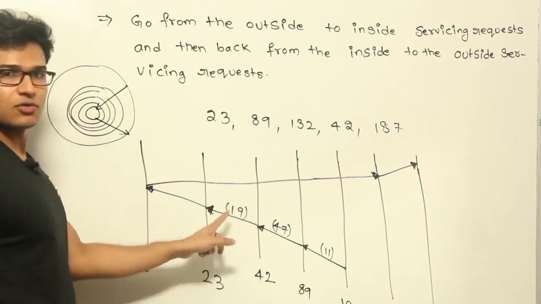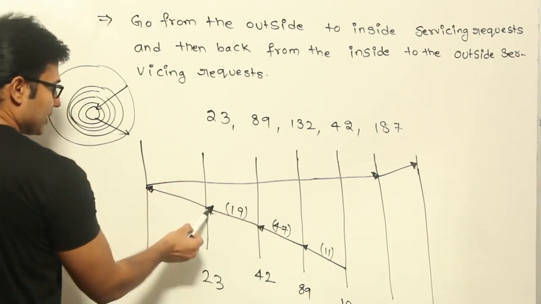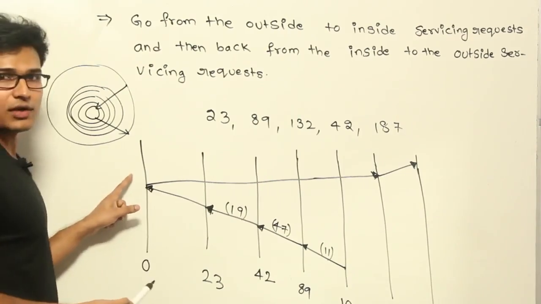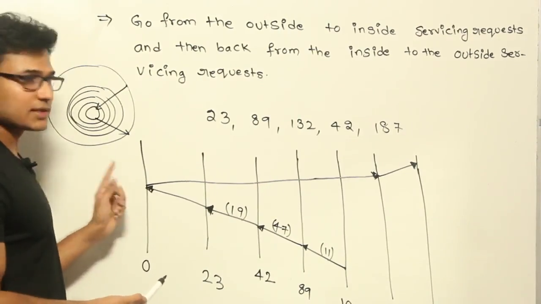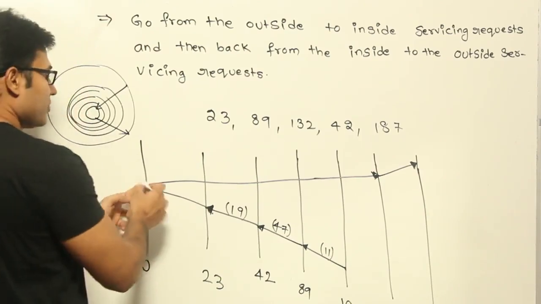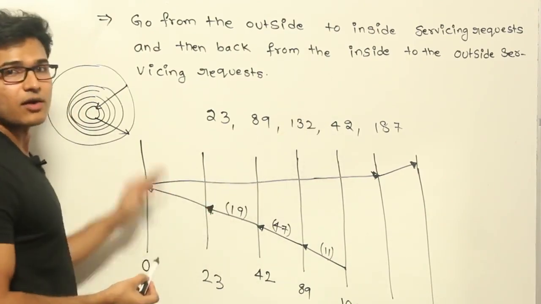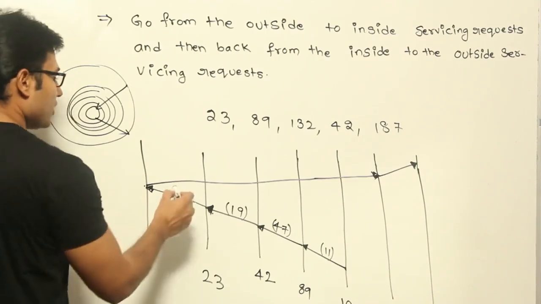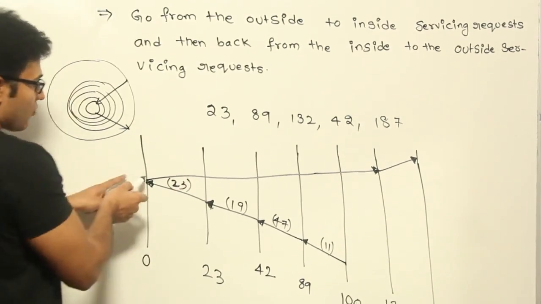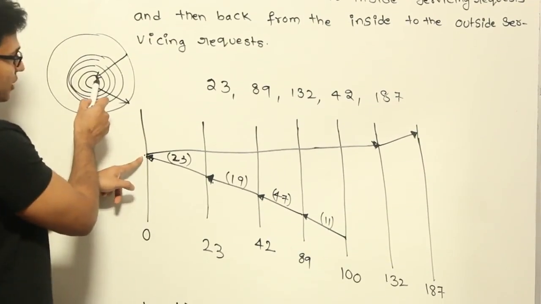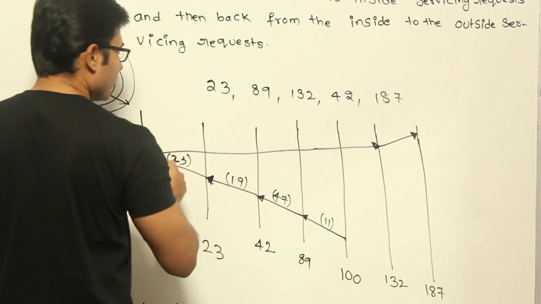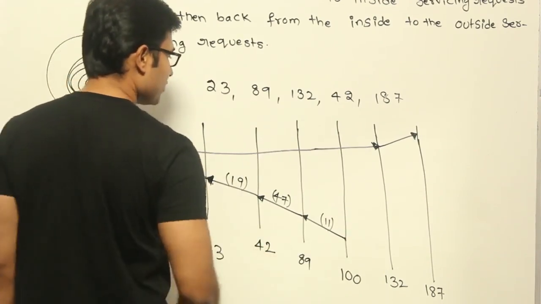The number of cylinders that I have to cross is 19, and from 23 I'll have to go to 0, right? Even though 0 is not a request, that is important. See this: from outside we go completely inside, and again from here we go completely outside, or till the last request, right? Now here it is going to be 23. Got it? Once we reach the innermost, we are again going to start toward the outermost, servicing the remaining.